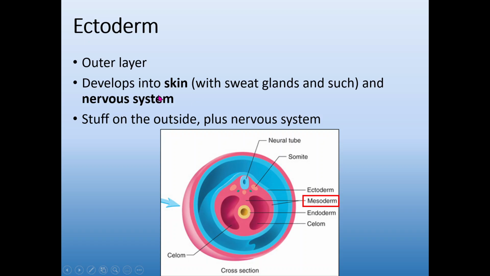So the ectoderm becomes your skin. This is going to be your outermost layer. It's going to include all of the structures that exist within your skin, so all of your sweat glands and all of that. But it also becomes your nervous system. So the ectoderm is responsible for creating the brain, the spinal cord, and all of the nerves that run through your body. So that's the only part that doesn't really fit the normal pattern.